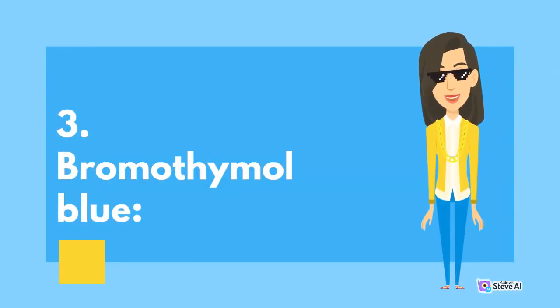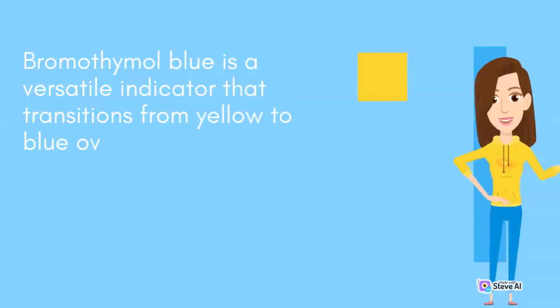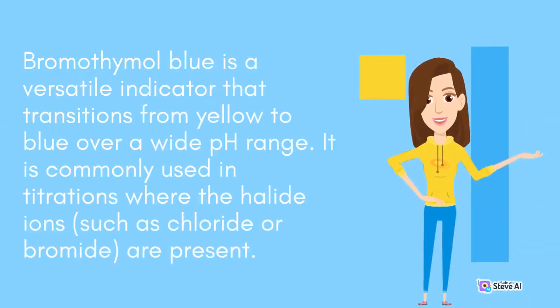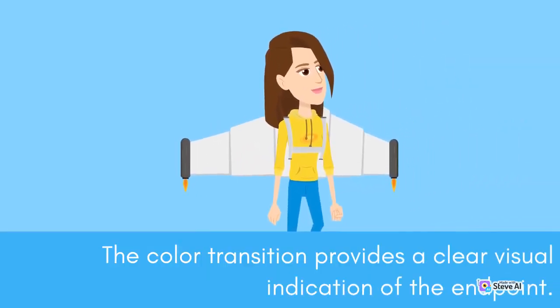3. Bromothymol blue. Bromothymol blue is a versatile indicator that transitions from yellow to blue over a wide pH range. It is commonly used in titrations where halide ions, such as chloride or bromide, are present. The color transition provides a clear visual indication of the endpoint.